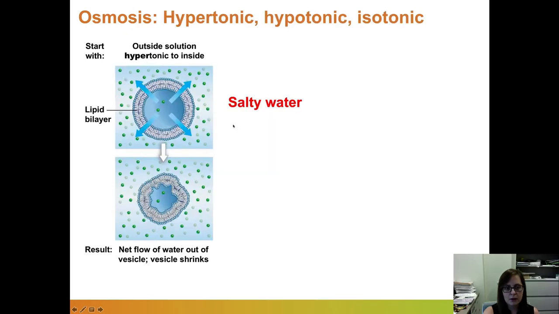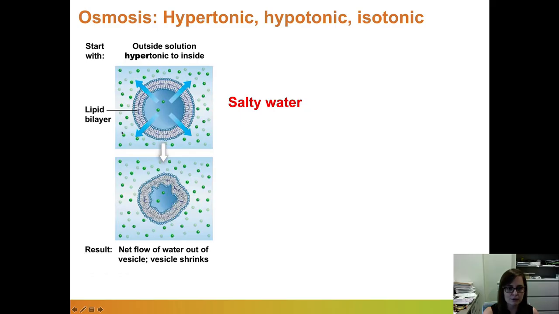So there's a couple different ways in which water can move that depend on the type of solution that the cell is in, okay? And those three types of solutions are characterized as hypertonic, hypotonic, and isotonic. And we're going to talk about each one of those solutions and what happens to the cell when it's in those solutions, okay? So the first example we're going to talk about is a hypertonic solution.